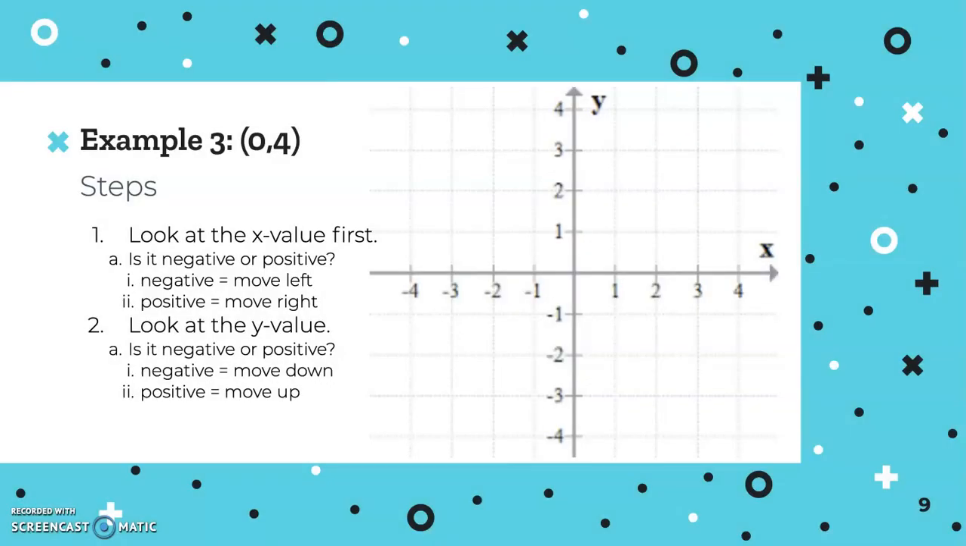Okay, last example. Looking at the x value first, we know that it is 0. That means we don't have to move at all. Then, looking at the y value, it is +4. That means we have to go up 4 steps, and that brings us to the point (0, 4).